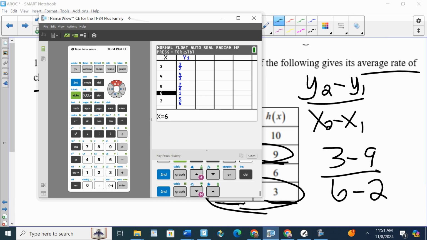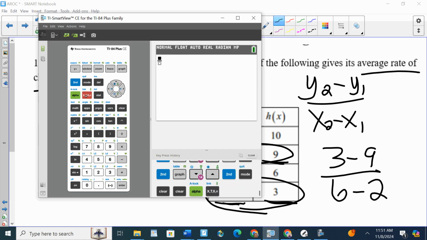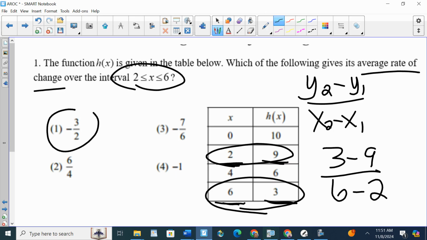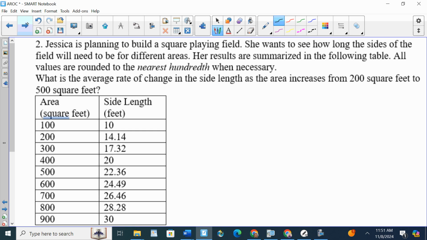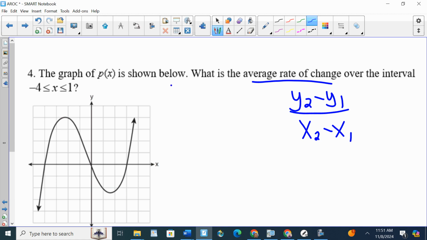Alpha x, let the calculator do the work for you. Alpha x, 3 minus 9 over 6 minus 2 is negative 3 halves. That's it. If they give you a table, y minus y over x minus x. If they give you a graph, average rate of change is y2 minus y1 over x2 minus x1.